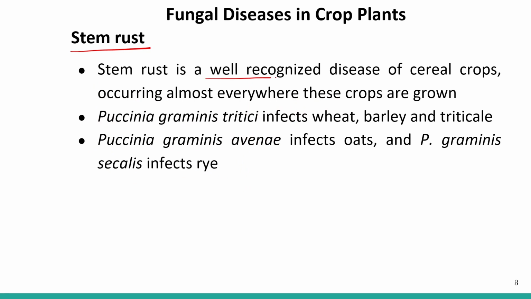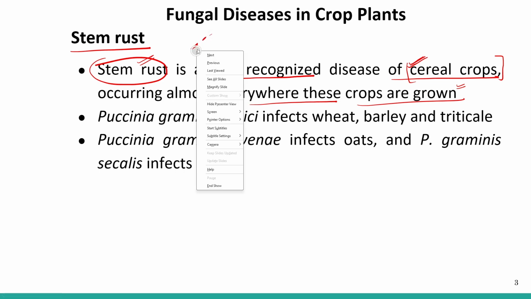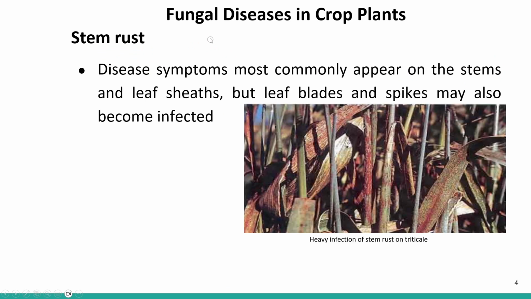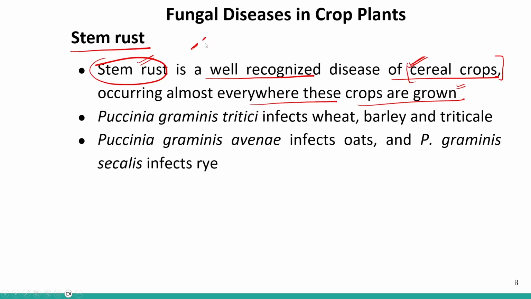Stem rust is a well recognized disease of the cereal crop. So basically this stem rust occurs in the cereal crops, occurring almost everywhere these crops are grown. And why are they called rust? Because they occur in pustules, small red color pustules that appear like a rust. That is why it is called stem rust.